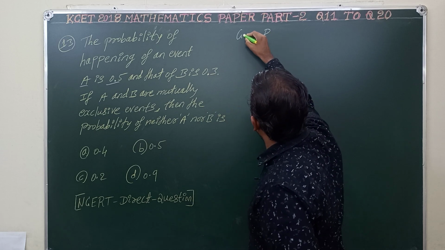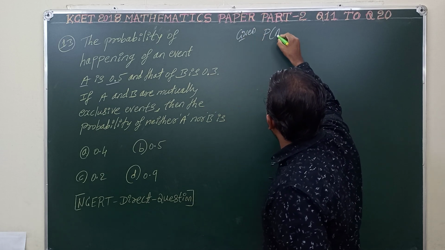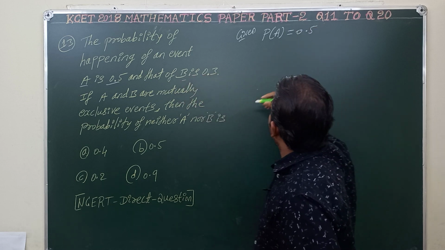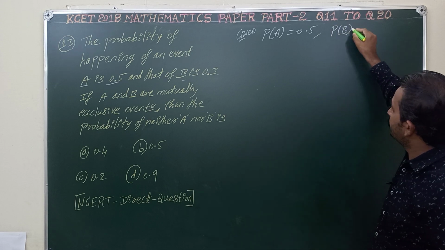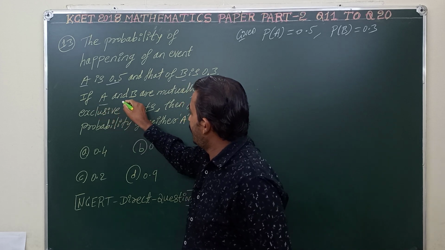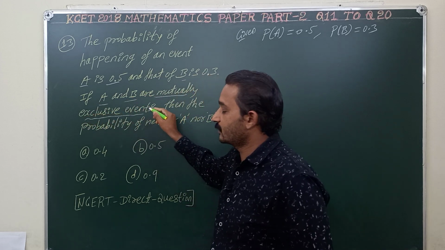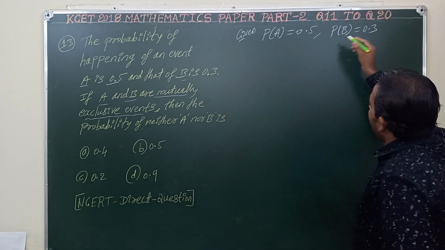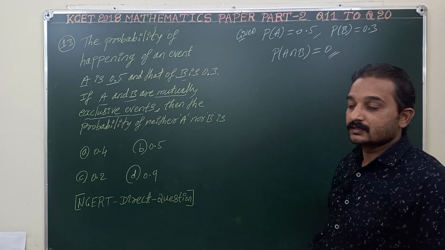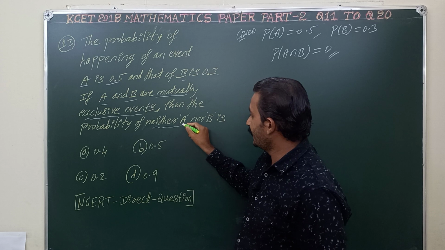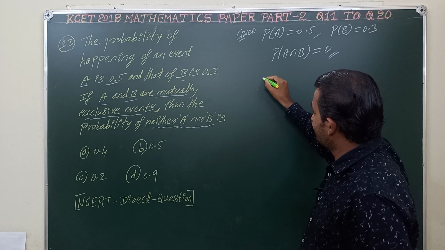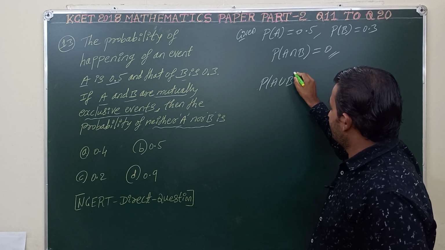It is given that probability of A is 0.5 and that of B is 0.3, nothing but probability of B is 0.3 in this case. One more condition is given: A and B are mutually exclusive, which means A intersection B is empty, nothing but probability of A intersection B is equal to 0. Then we have to find out the probability of neither A nor B. Neither A nor B means A union B whole complement.